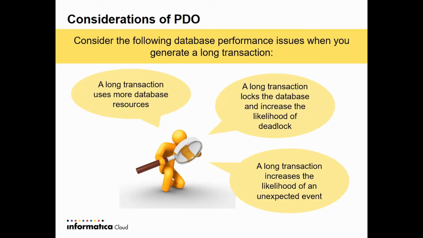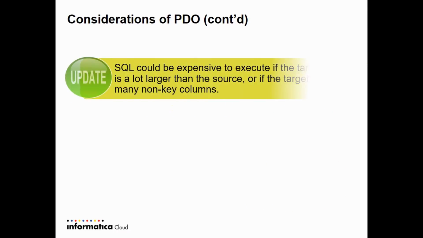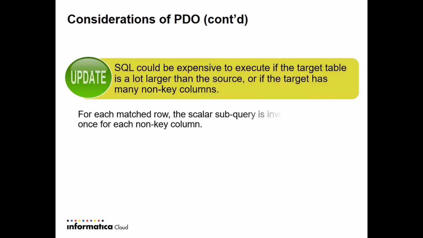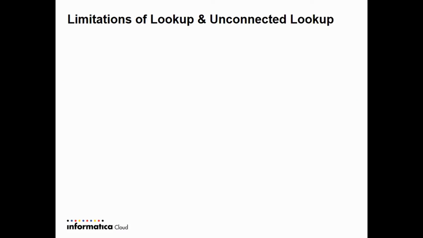The SQL for update could be expensive to execute if the target table is a lot larger than the source or if the target has many non-key columns. As an example, this could be due to each non-key column generating a subquery that returns a value to be assigned to each non-key column. Let us now discuss the considerations and limitations for lookup and unconnected lookup transformations.